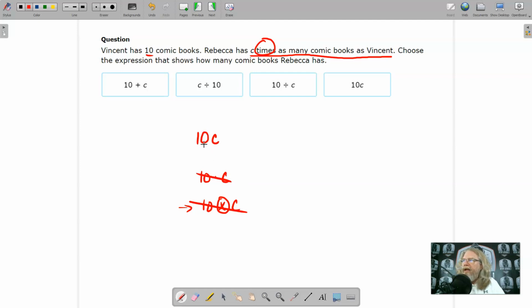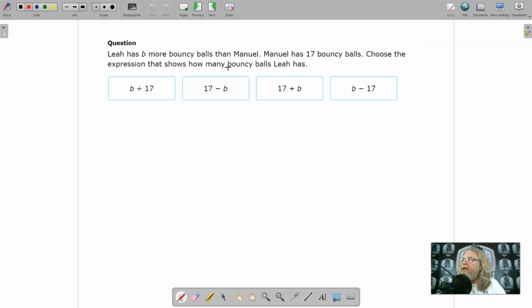And let's just realize that if we have a number followed by a variable, that means that it's that value times whatever the value of the variable is there. So indeed we see that 10C is one of our selections. Let's look at the next one.